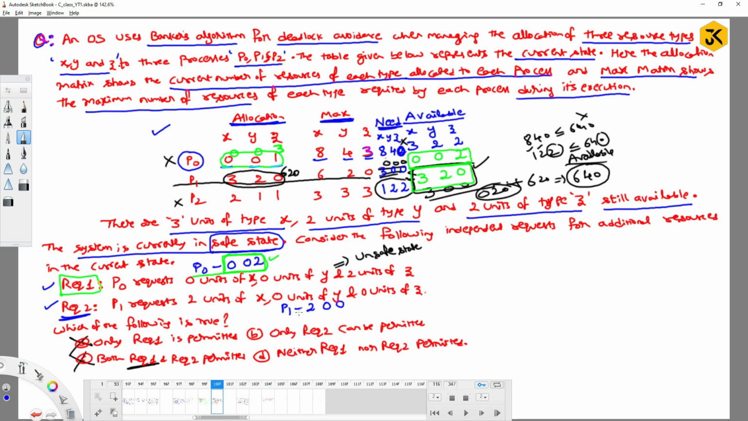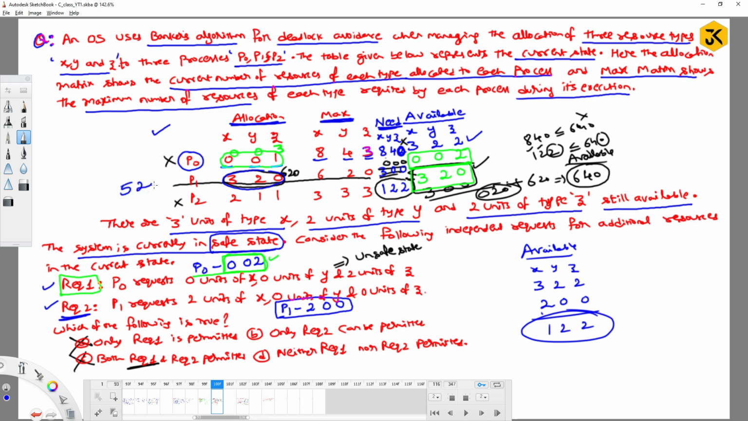So what is happening? P1 is requesting for 200. So far, what is the availability for us? Availability is XYZ, which is 322, right? Now it is requesting for 200. So the leftover one will be 122. Leftover one will be 122. When it is allocated with 200, what will happen to this 320? That will be updated to 520.